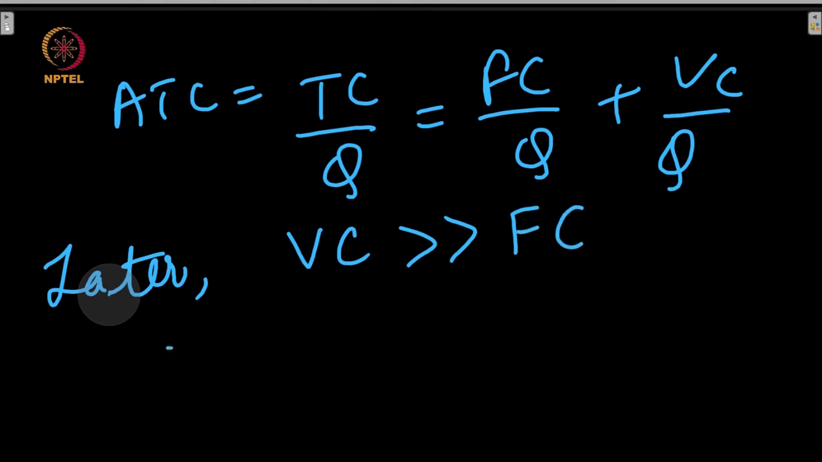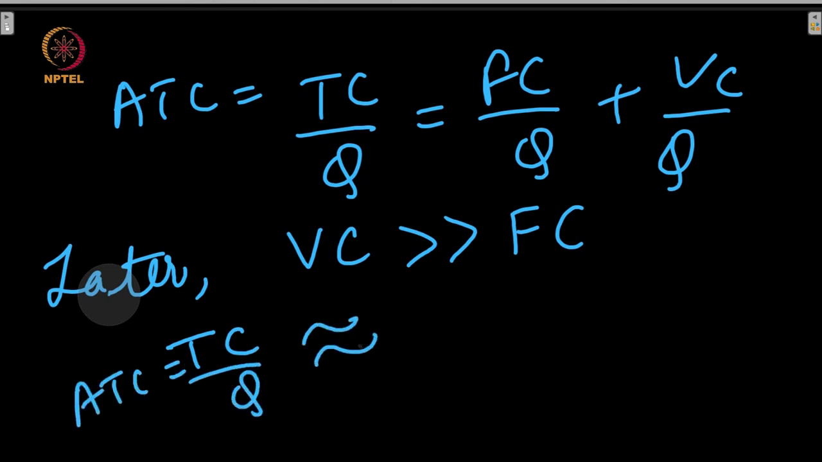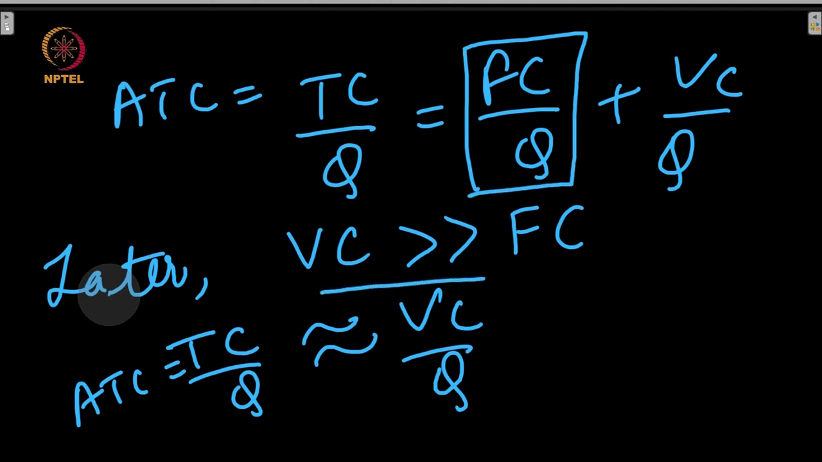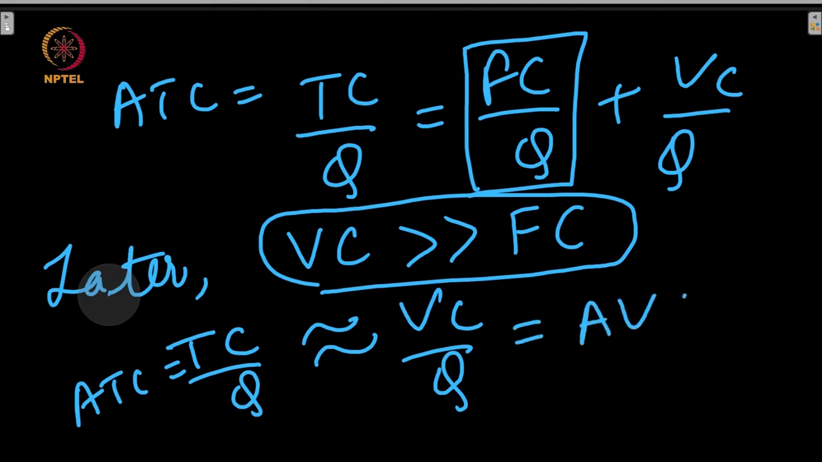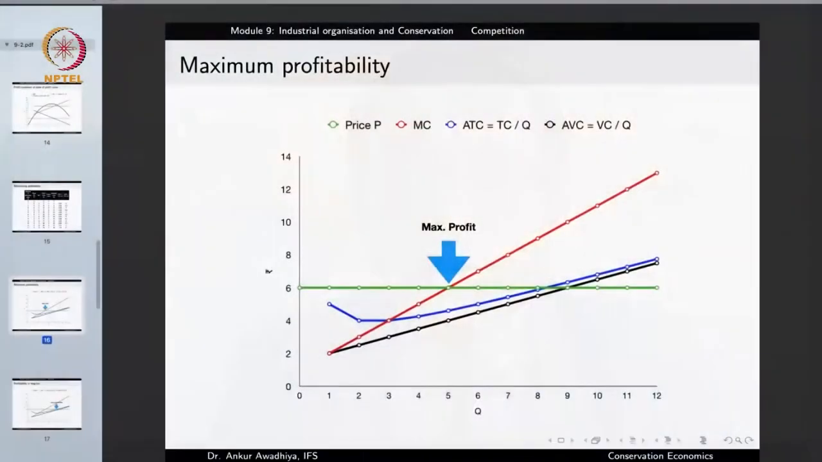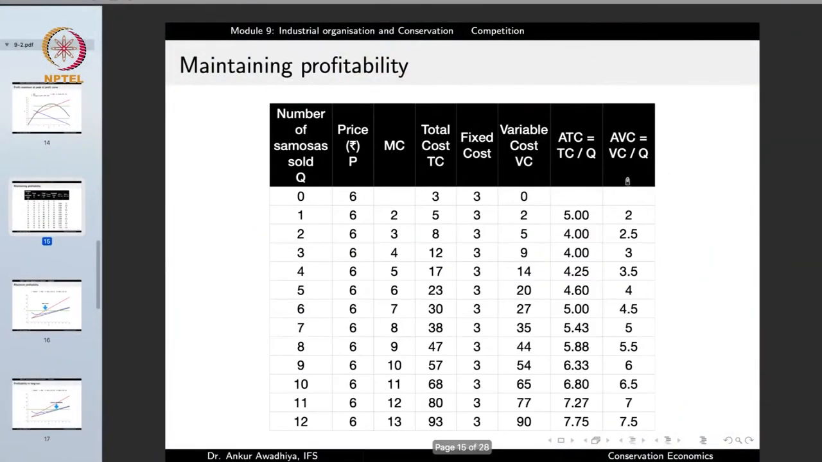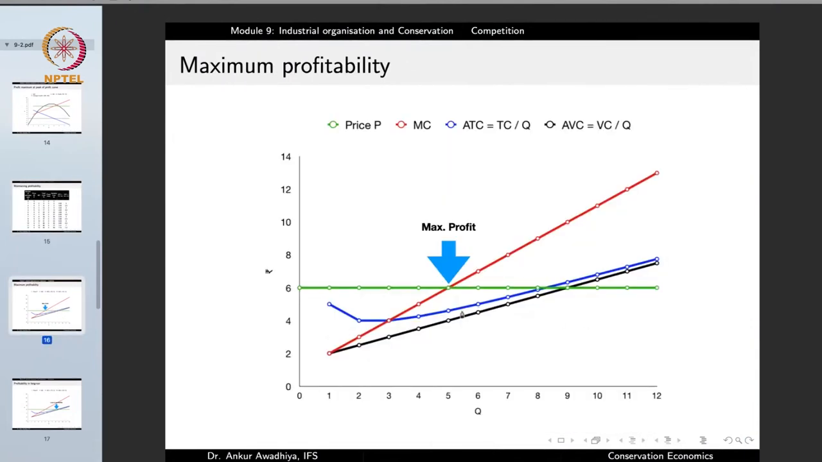When that happens, we can write that TC by Q, or the average total cost, is approximately equal to VC by Q. Because in this case, we can neglect this term because this is now very much less than VC by Q. So average total cost in this case is approximately equal to VC by Q, which is equal to the average variable cost. And what we have observed here is that the average variable cost goes on increasing. So in the later stages, we will find that the average total cost also goes on increasing.